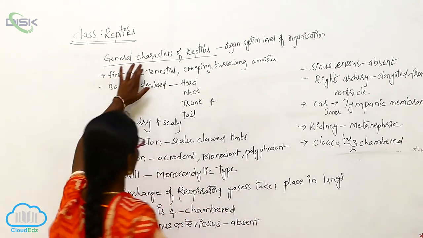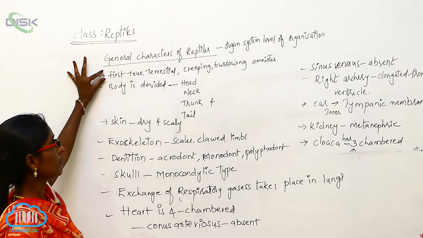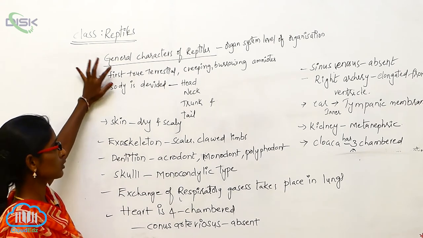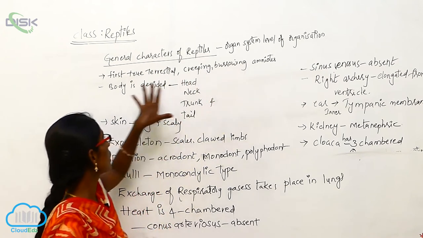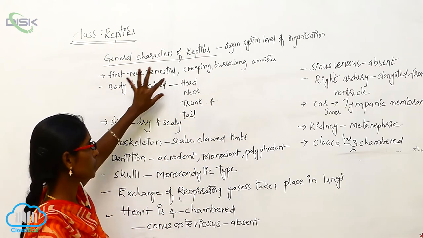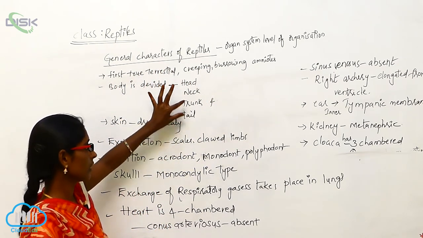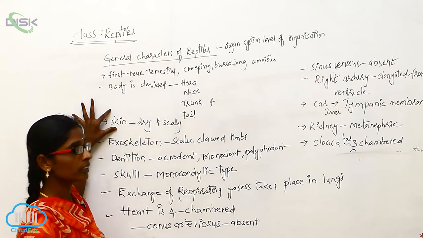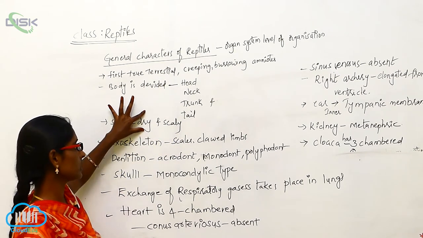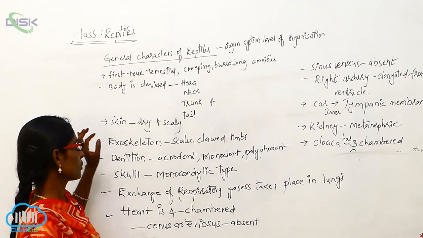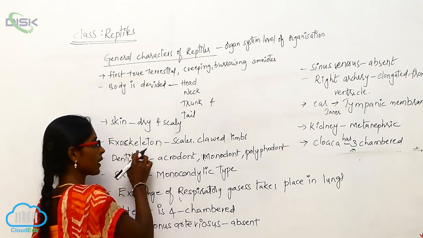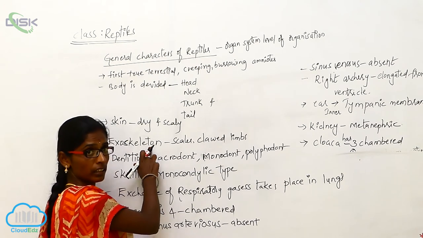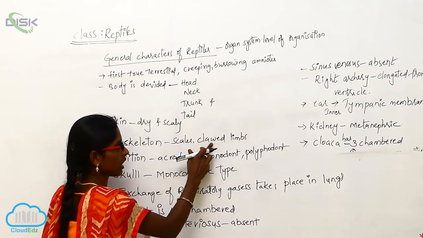Okay, general characters of reptiles. First, these are first true terrestrial creeping burrowing amniotes. So the body is divided into head, neck, trunk and tail. So here the skin is covered by dry and scaly exoskeleton. That is the scales and claws and limbs.